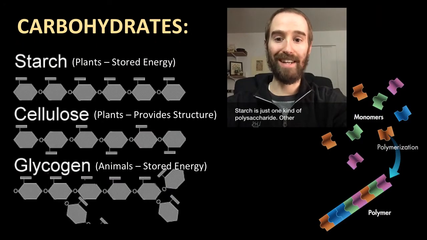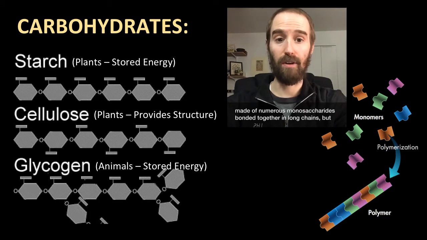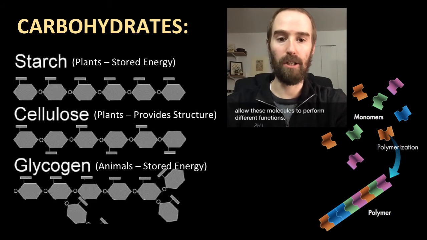Starch is just one kind of polysaccharide. Other polysaccharides, like cellulose and glycogen, are similar in that they are made of numerous monosaccharides bonded together in long chains, but as you can see, there are some differences in terms of how these monomers are put together to form that polymer, and these differences allow these molecules to perform different functions.